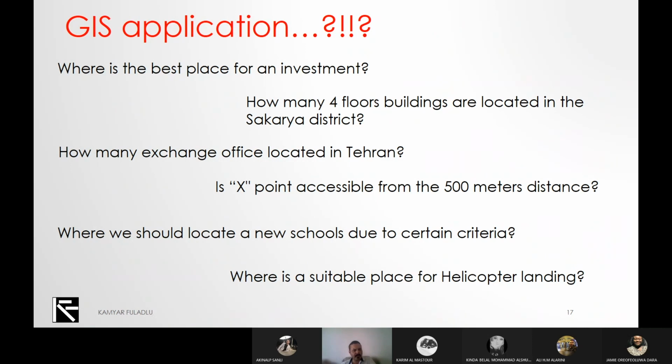Or the same thing, you want to open an exchange office. Again, you should know where you need to open an exchange office. This is very important. You need to open it at the proximity of the CBD, or central business district, or at the proximity of a tourist hub. Not everywhere is useful for opening an exchange office.